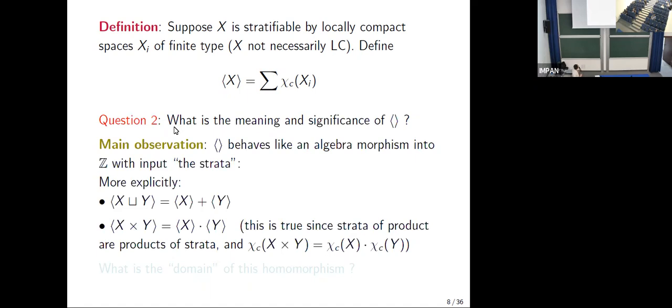Definitely we're after a construction that doesn't depend on the stratification. That's exactly it. So this thing behaves like an algebra homomorphism. If you take a disjoint union of spaces which are themselves disjoint unions, you get a stratification of the disjoint union, and you see that this formula is well defined, and it also works well for that part. So it is giving you some sort of an algebra morphism, but where from?